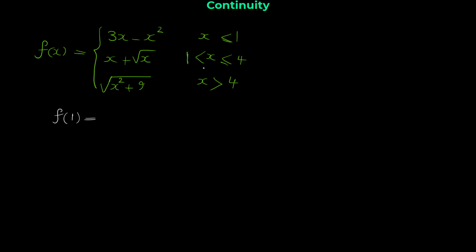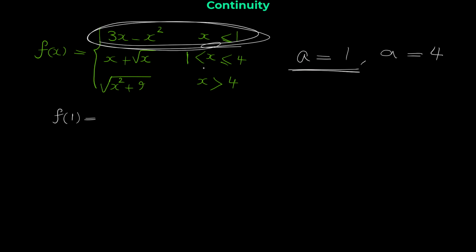We start with point 1. So we want to check the continuity of this function at points 1 and then 4. First we start with point 1. Let's see if f of 1 is defined or not. As you can see from here, when x is equal to or less than 1, use this equation. So 3 times 1 minus 1 to the 2 simply would be 2. So f of 1 is defined and is 2.